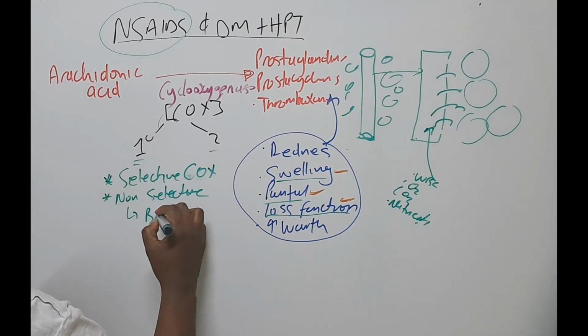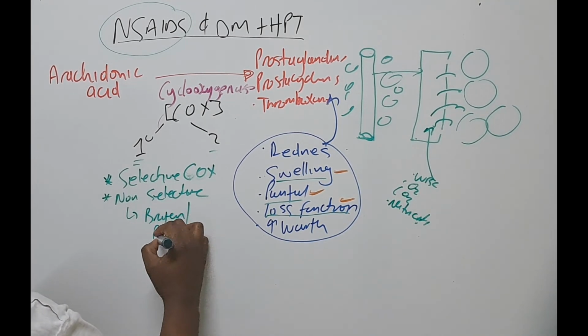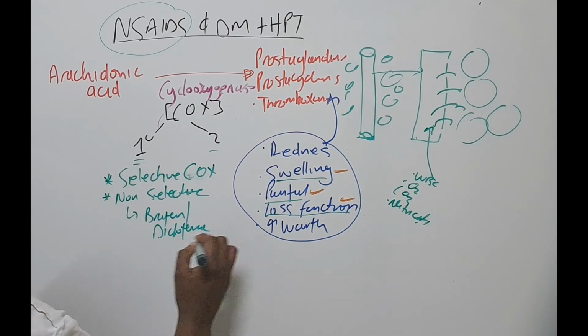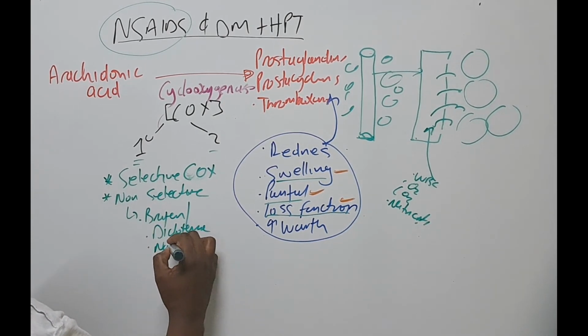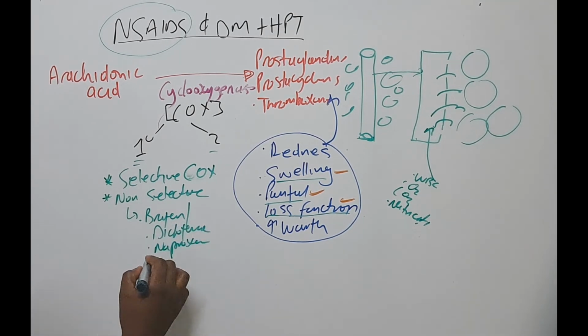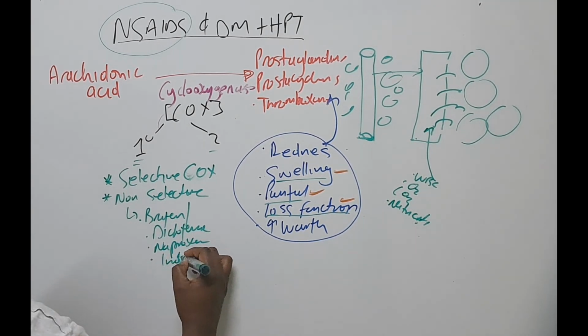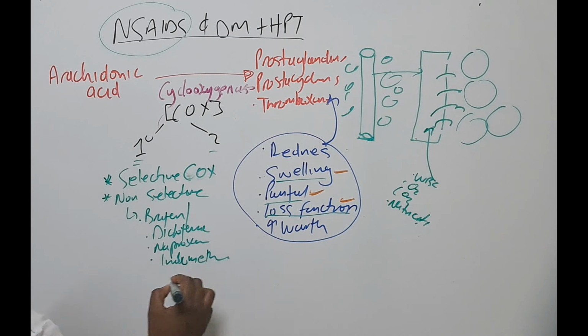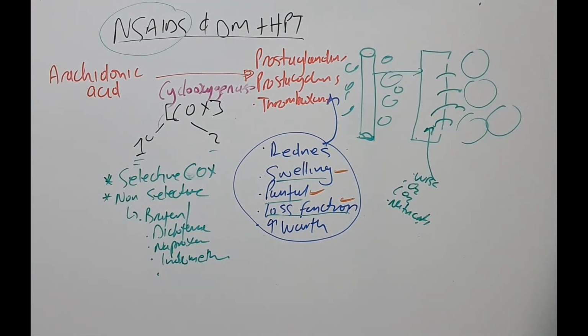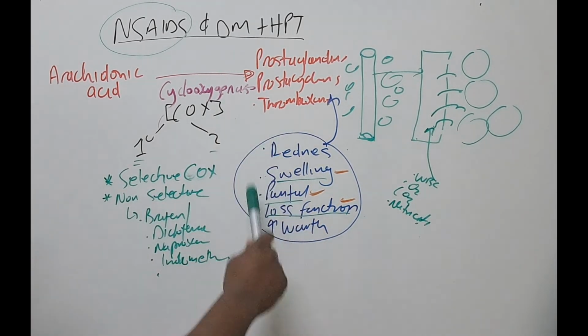I'm talking about your brufen, your diclofenac, your naproxen, your Indosid or indomethacin. The list goes on. Most of the drugs that we have, it makes sense that you give a patient a non-selective one, because if you give a selective COX inhibitor, you will allow the other enzyme to continue converting arachidonic acid into those, and you are going to get all of this.